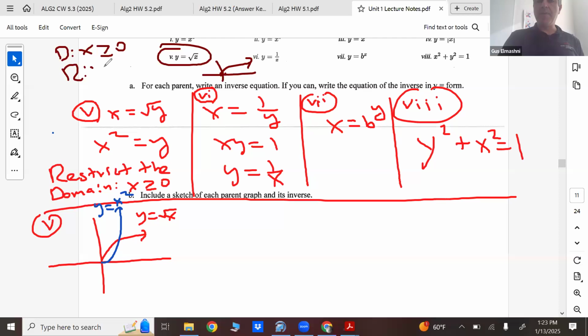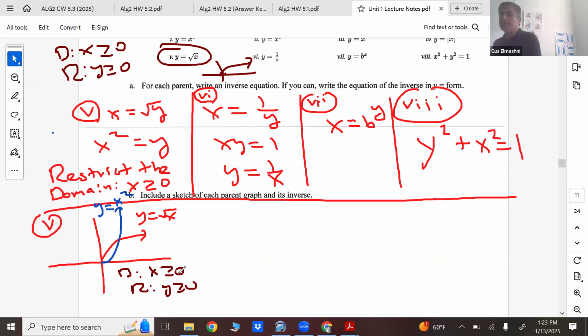And look at y. Y is greater than or equal to 0 as well. You need the same thing for the inverse. And actually it switches, but it's still going to be the same thing. It's still going to be x greater than or equal to 0. So you have to guarantee that result. That's why we restricted the domain.